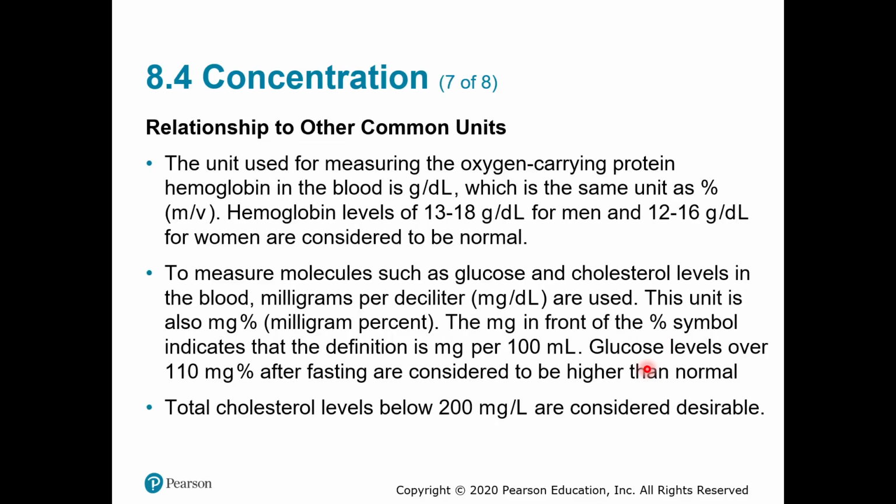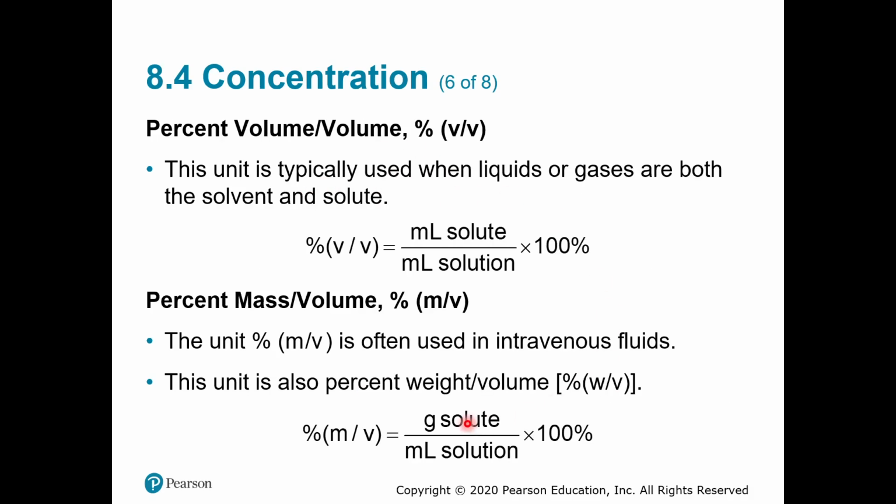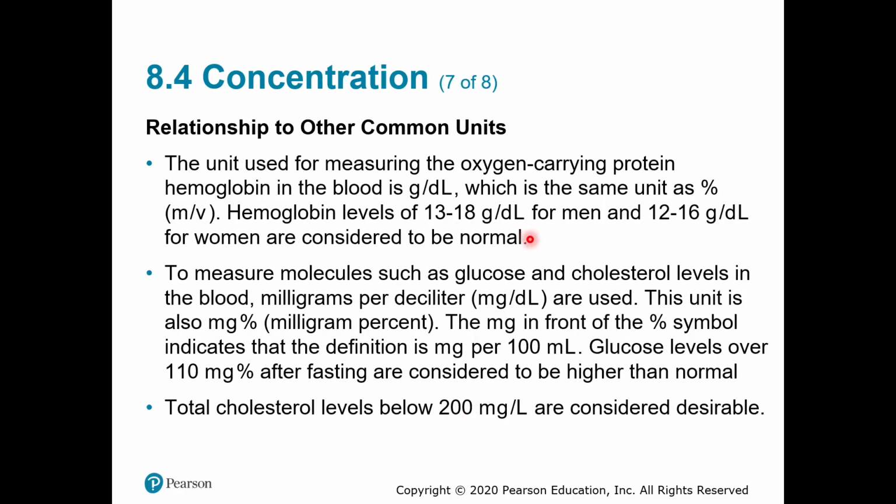So let's talk about this as compared to some different common units. For example, the unit used for measuring the oxygen carrying protein hemoglobin in blood is grams over deciliters. Notice it looks like that, doesn't it? Yeah, that was the percent mass over volume. We're just using deciliters there. The range for men would be 13 to 18 grams per deciliter. The range for women is typically somewhere around 12 to 16 grams per deciliter. And those would be considered normal levels for your hemoglobin content in your blood.